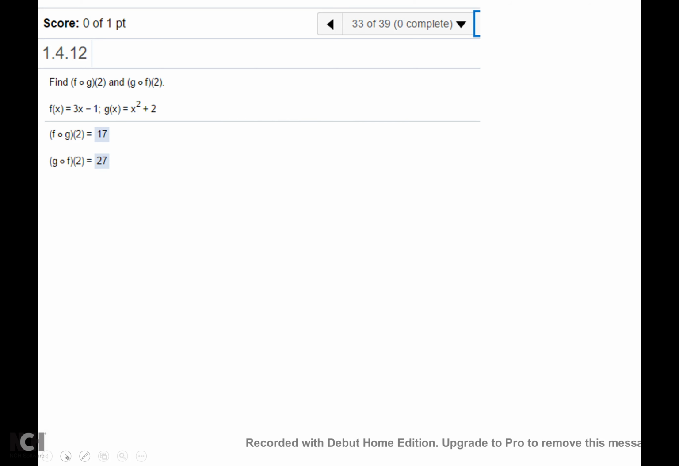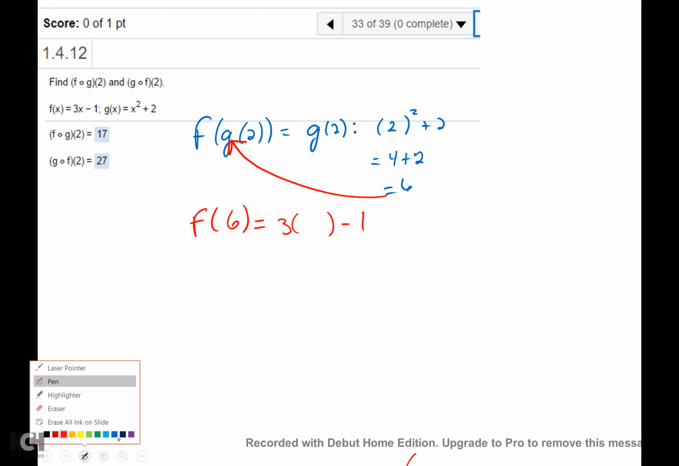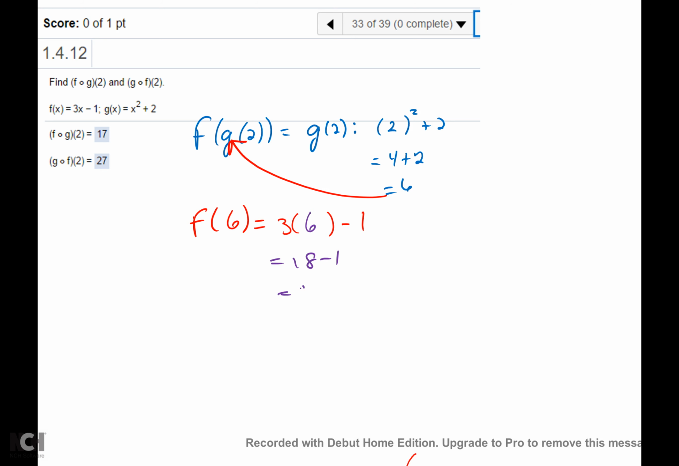Alright, they want me to find f of g of 2 and g of f of 2. If I find f of g of 2, I start with g of 2, which says change your x's to 2's. Okay, that gives me 4 plus 2, which is 6, and that's what I take to the f function. G of 2 is 6, so I replace that with 6. I go to the f function, which says 3 times what you brought, minus 1. I brought a 6, that's 18 minus 1, which is 17. Okay, that would be f of g of 2.